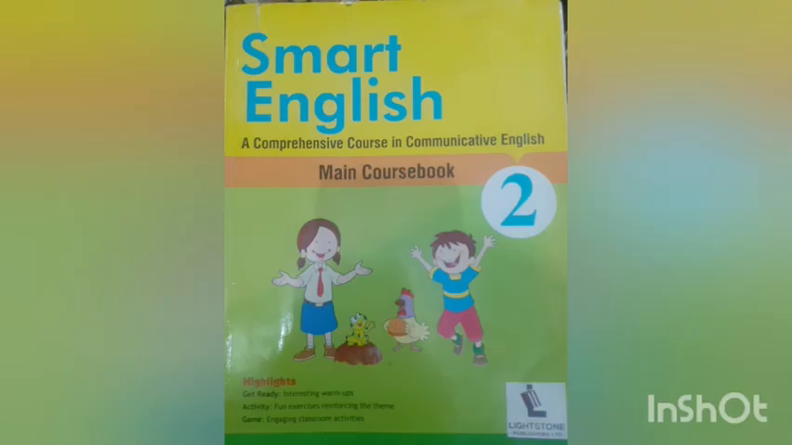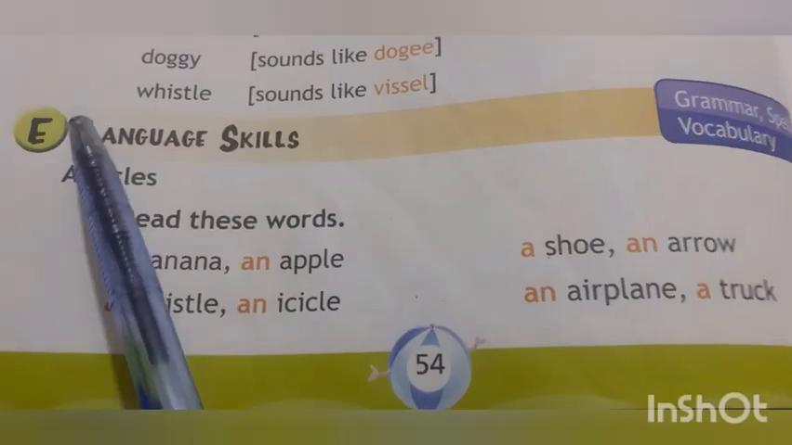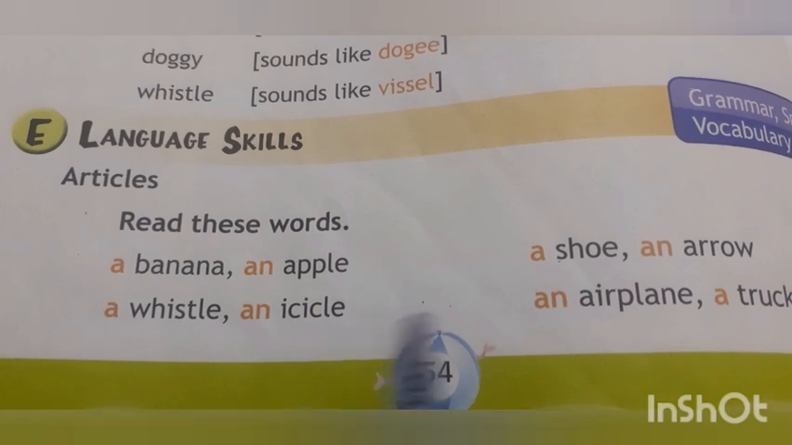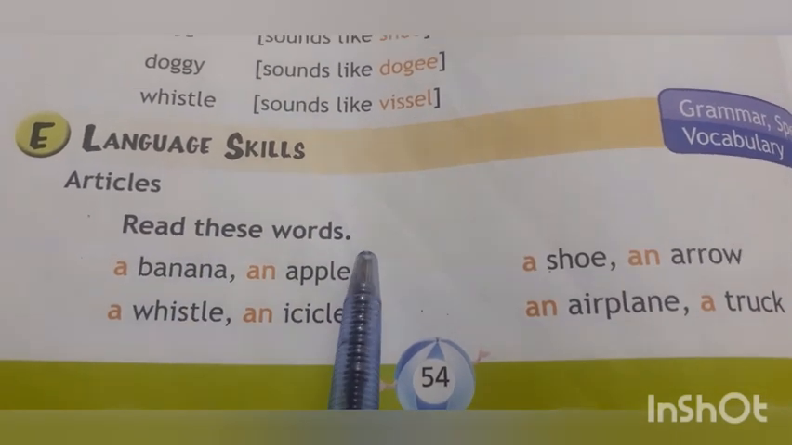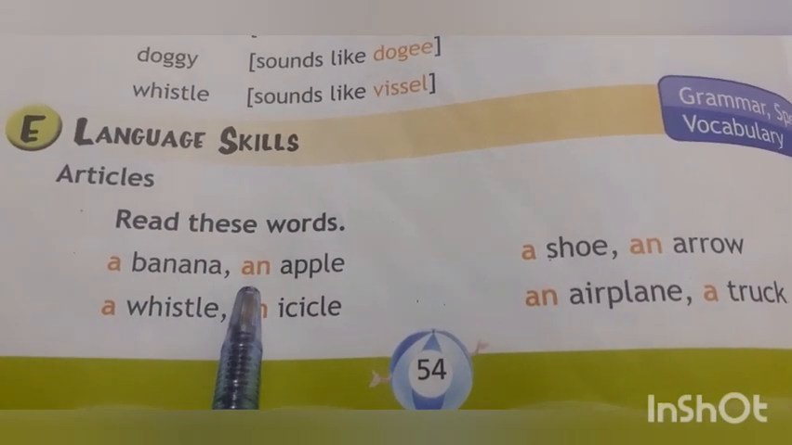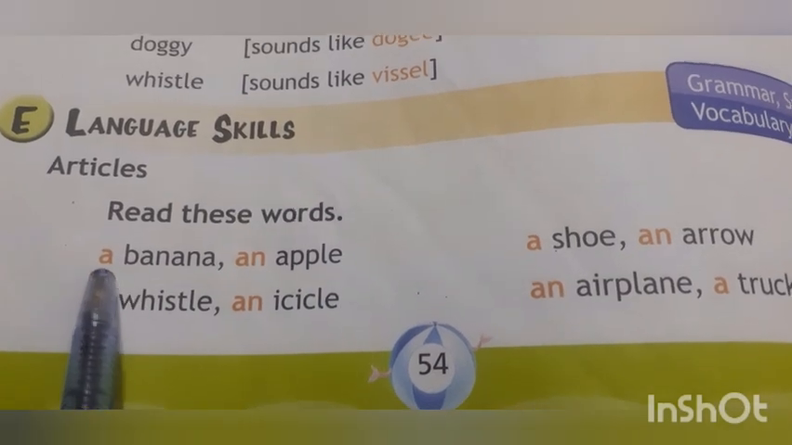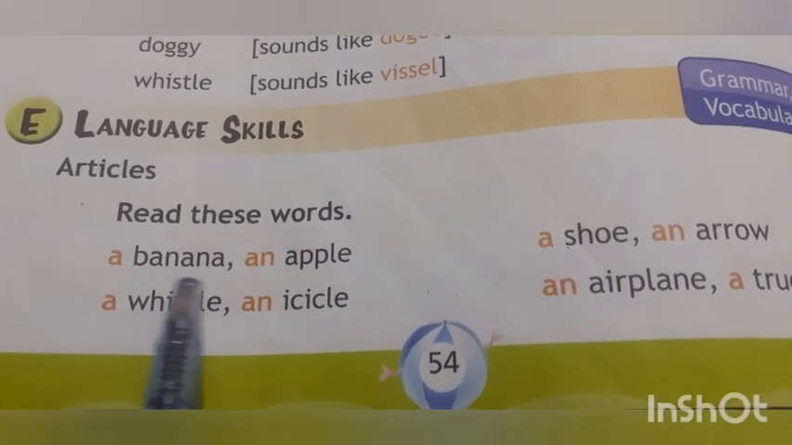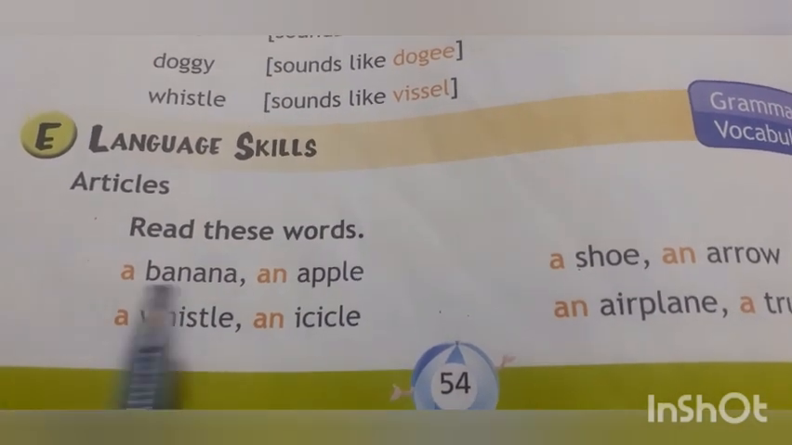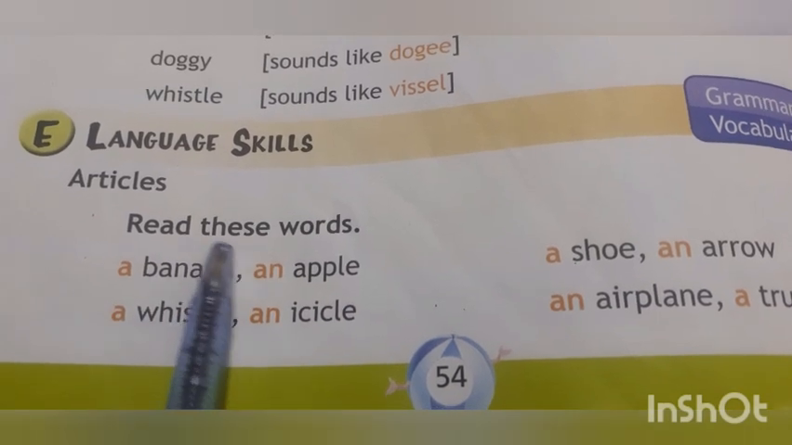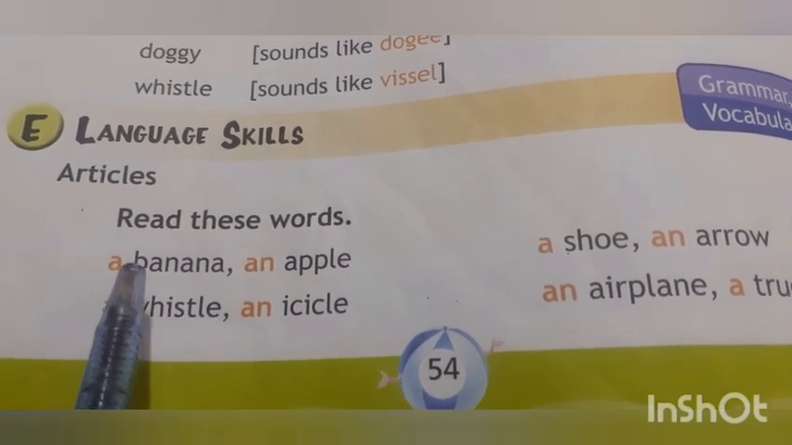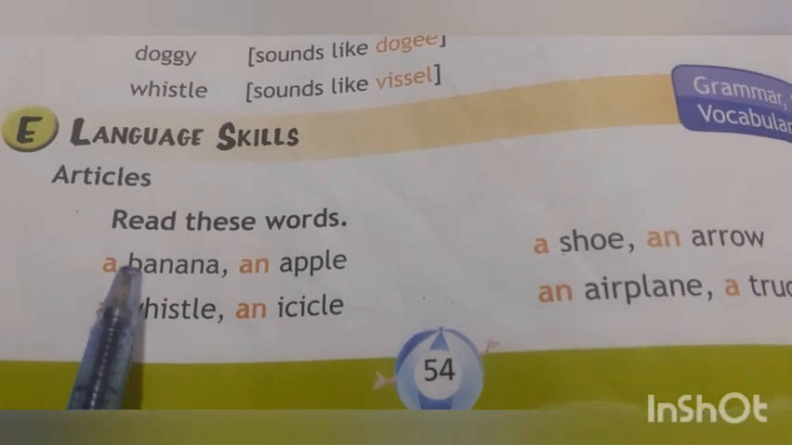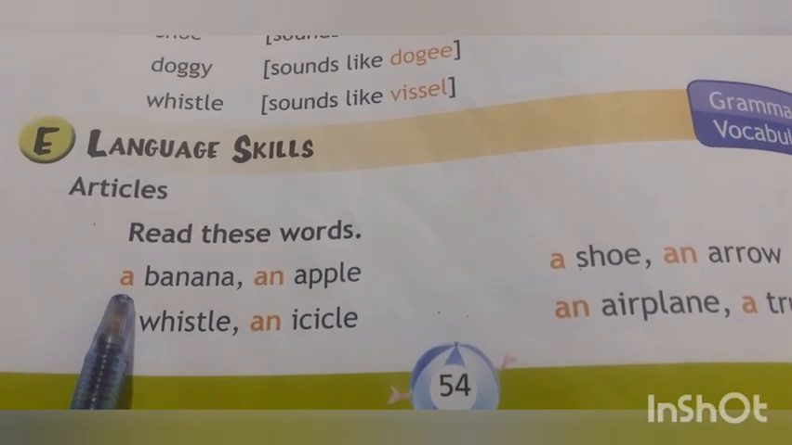Take out your English books and open page number 54. Language skills. Articles. Read these words. A banana, an apple. Why is A written with banana and AN is written with apple? Because the first letter of word banana is B. B is consonant. That's why A is written here.